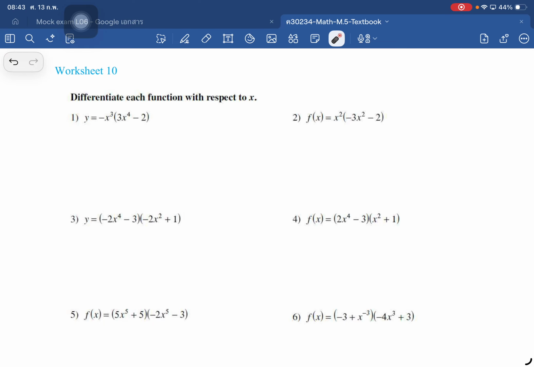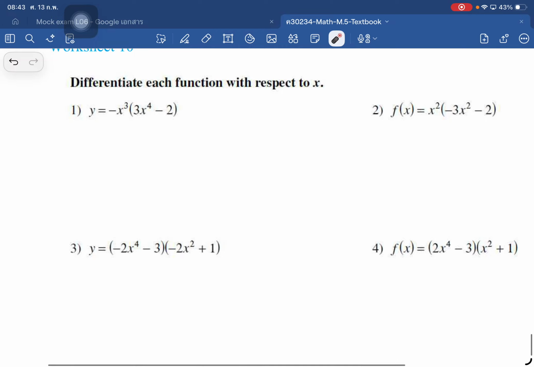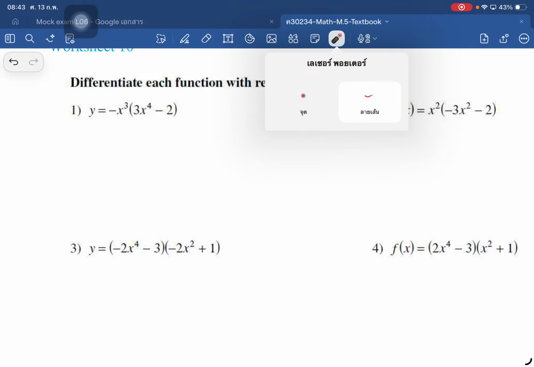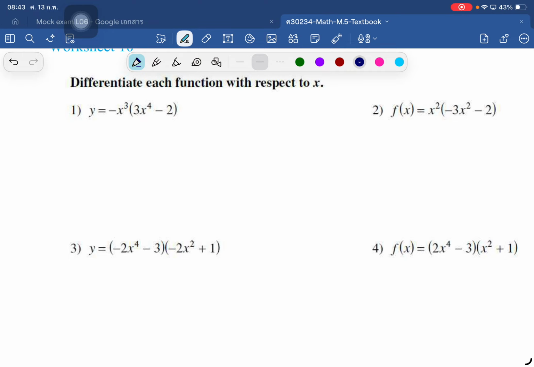Okay, almost there. Minus 2x squared plus 1, I do nothing with this, right? But minus 2x to the power 4 minus 3, we differentiate it, then you are going to get 4 multiplied by minus 2, x to the power of 4 minus 1, plus 0. And then this is 2x. So then multiply 2 and minus 2, x to the power 2 minus 1, plus 0. Now we get this term.